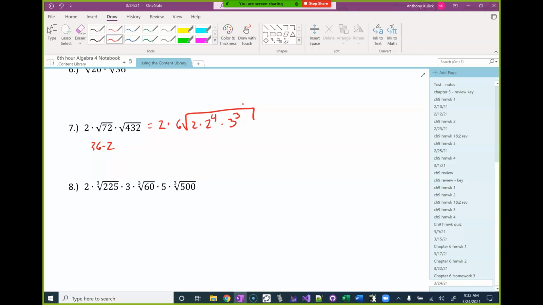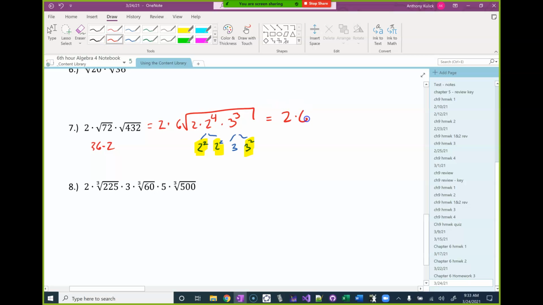Are you okay with what I did there, Joe? Yep. Okay. So what I'm doing is I'm looking for packets of 2 for the square root. Well, 2 to the 4 is really 2 squared and 2 squared. And 3 to the 3rd is really 3 to the 1st and 3 to the 2nd. So these pieces are all packets of 2, so those are going to come out.